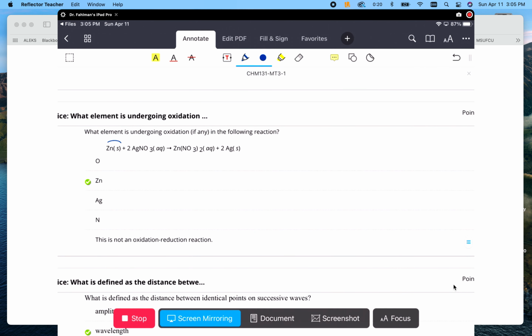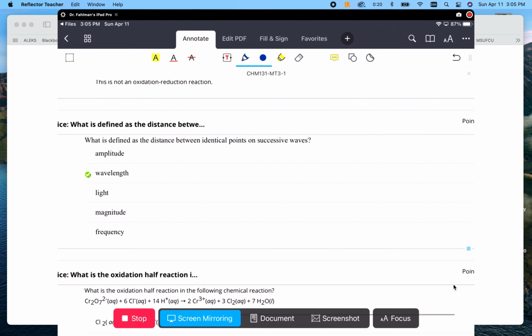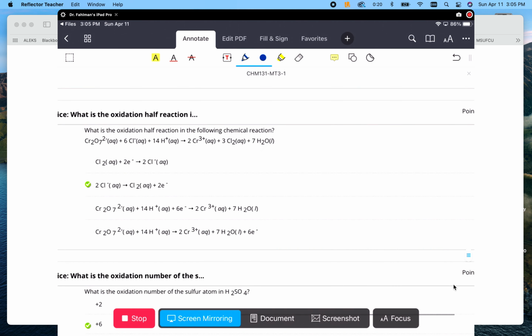Oxidation, so zinc is going to Zinc 2 Plus, so that is oxidation. This is just definition, so distance between identical points there and there is a wavelength. Oxidation half reaction. Okay, so this is the full redox.